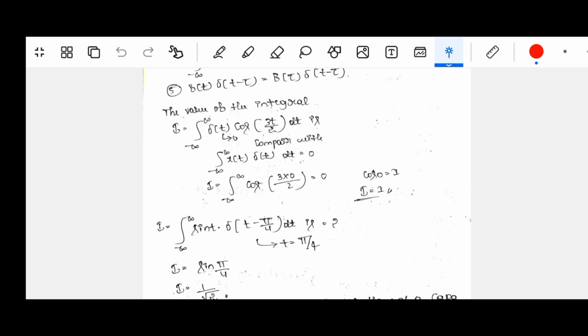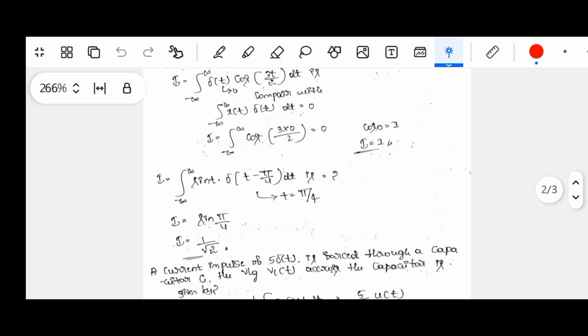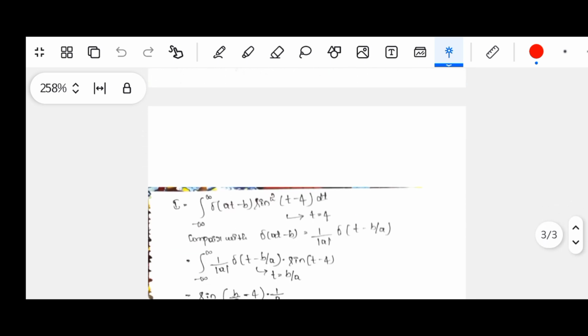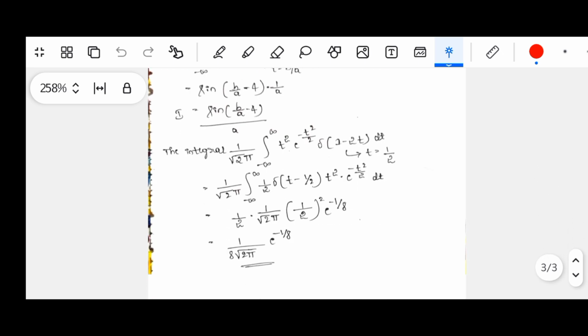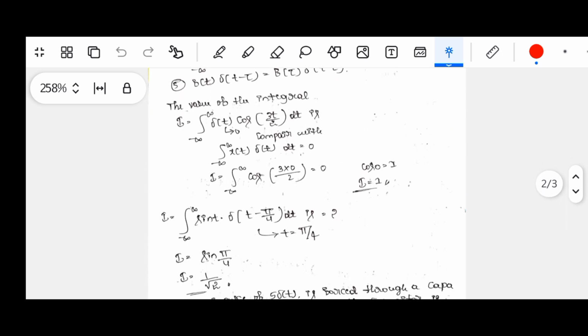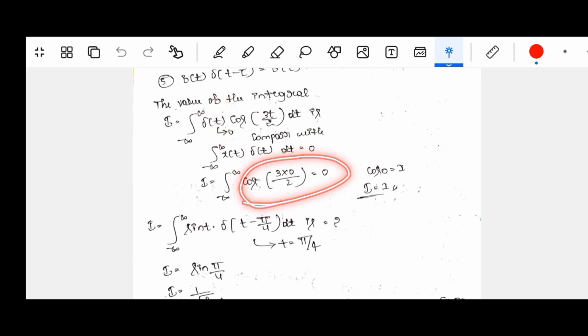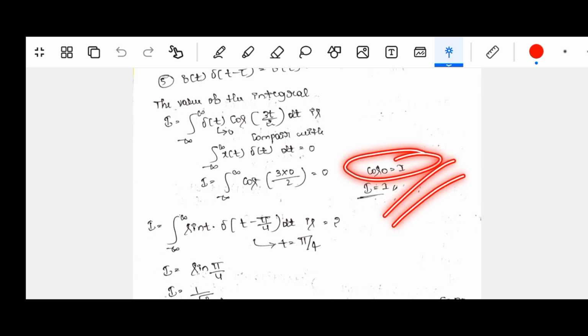To find this integration, you have to compare this equation with the integration from minus infinity to plus infinity of x of t into delta t into dt. Here the delta of t location will be 0. Hence you remove the delta, and you will get cos of 3t by 2. Keep the t value as 0. You will get cos 0. Therefore the cos 0 value will be 1.